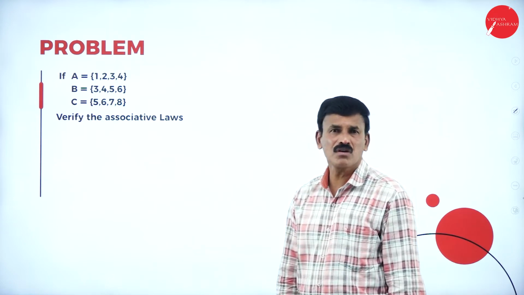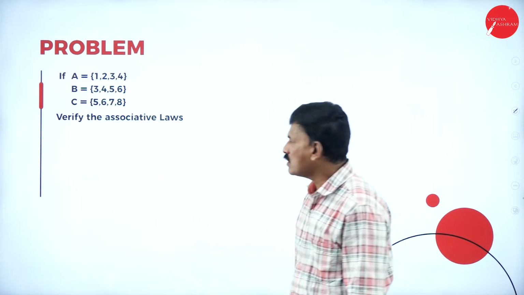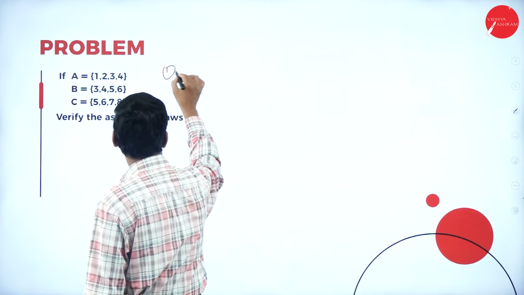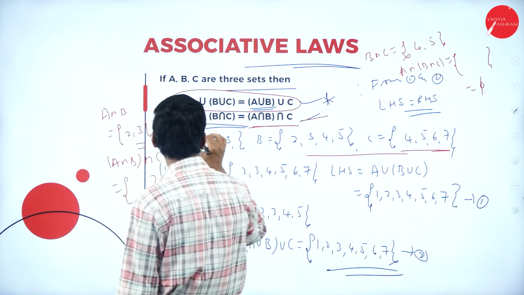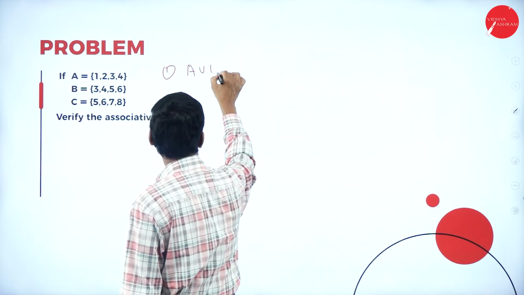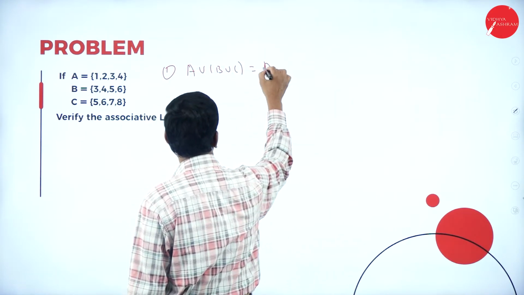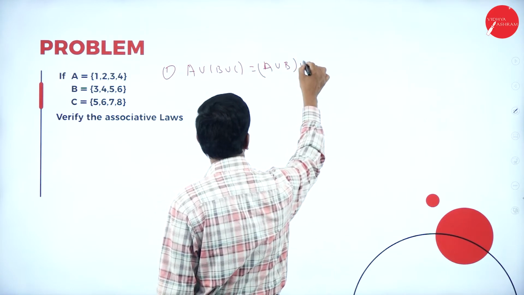Verify the associative laws. Now, we have to verify both the laws. First, come to the union law. What does the first law say? The first law is (A union B) union C is equal to A union (B union C).